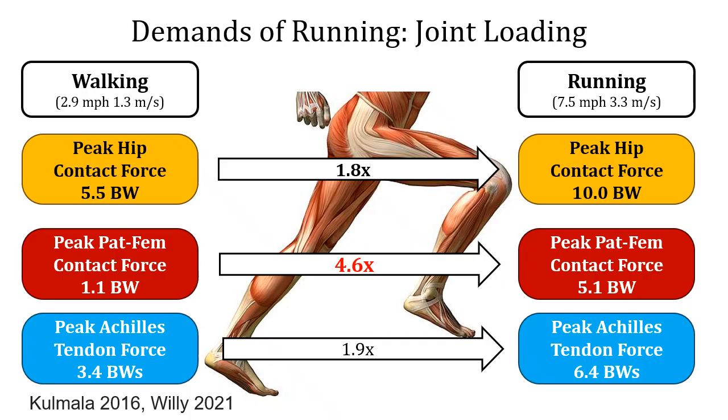And then the peak Achilles tendon force, again, this being the conduit by which the gastroc soleus is able to produce its forward acceleration, increases by comparable to that of the hip.